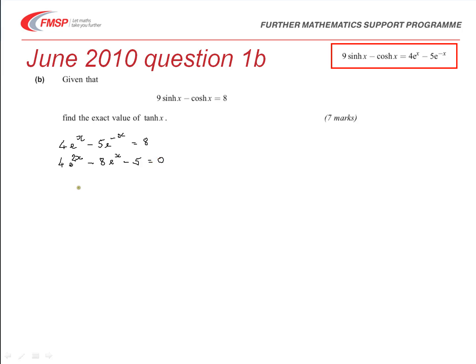So here you can see we have a quadratic in terms of e to the x, and so all we've got to do is think about, well, this quadratic, how can we factorize it? Well, e to the x times e to the x is e to the 2x. To get 4 lots of e to the 2x, it could either be 1 and 4 or 2 and 2. The 5, well, we know it's going to be minus 1 and 5, or 5 and minus 1. Since we've got minus 8 lots of e to the x here, it's likely that this will be minus 5 and plus 1.